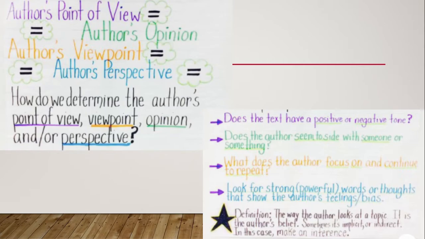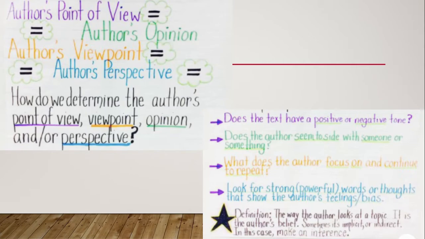So, how do you determine an author's point of view? Well, a lot of times it's by simply asking yourself some of these questions. How does the text sound? Does it have a positive tone or a negative tone? And when we say this, it's how is the author speaking about the topic? Does the author seem to side with one thing or another? What does the author focus on and continue to repeat? You are looking for strong and powerful words that show how the author is feeling.